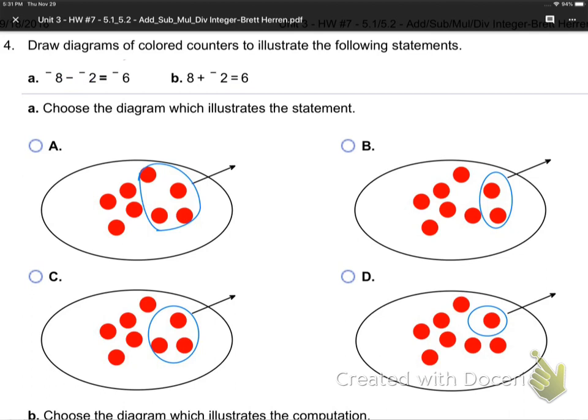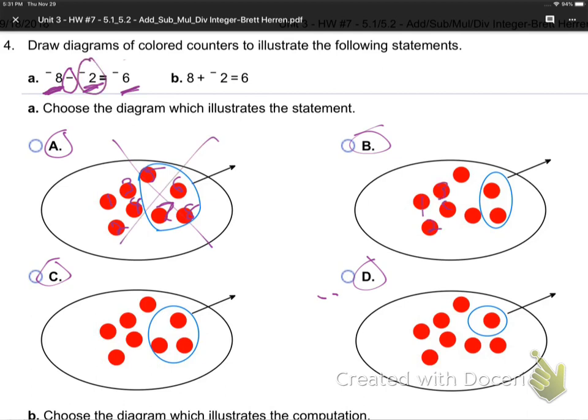Modeling is to give a real life feel. Well, here's why. If you start with -8 items and you take away from it 2 negatives, you end up with 6 negatives. Now, which one of these, A, B, C, or D, shows that? Which one starts with 8 negatives? 1, 2, 3, 4, 5, 6, 7, 8. There's 8. But they're taking out 4 of them, aren't they? So that's not right. You're only supposed to take out 2 of them.